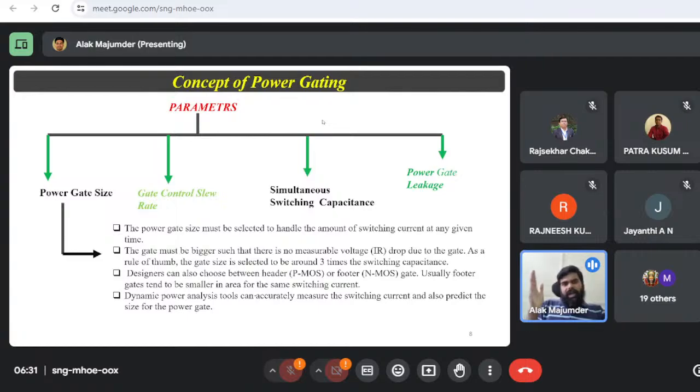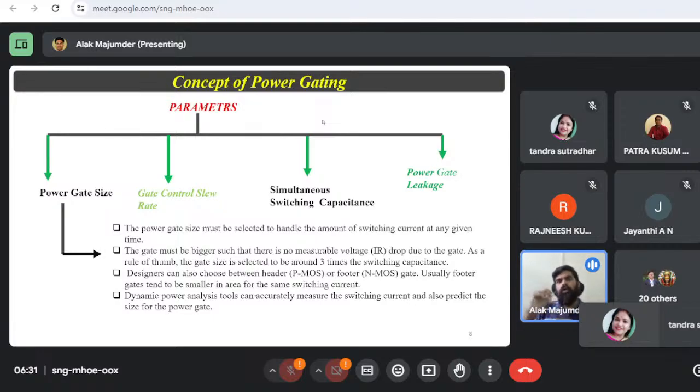Then the second point is gate control slew rate, meaning how fast or how slow your gate will turn on. That slew rate is also important. Depending on that slew rate, we will also have an analysis of my L di/dt noise, right? Because slew rate will define the di/dt, and because in the path from VDD to internal circuit you already have L, there will be L di/dt.